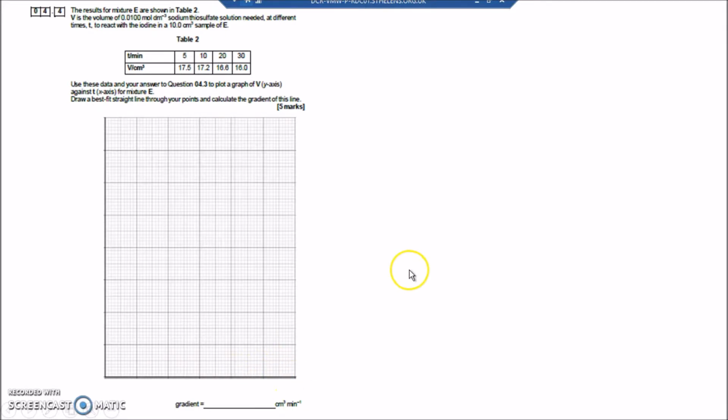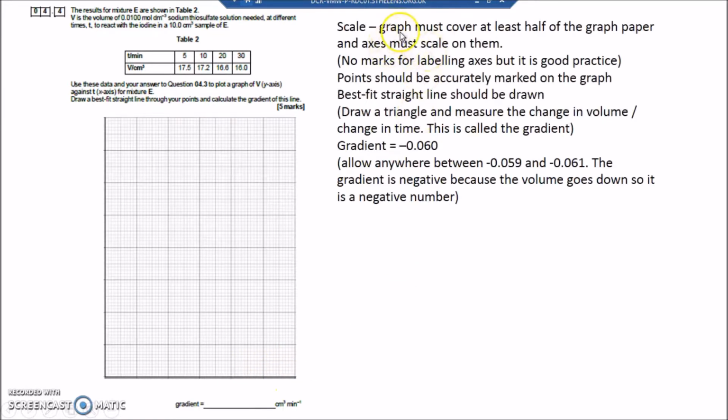Okay, and that's perfect. So what do you get your marks for? You've got to cover at least half the graph paper, which we did. You've got to label both of your axes, and they must have a scale on them, so they've got to be to scale. Actually, you don't get a mark for the axes, but it's just good practice for labeling them. But everything's got to be to scale, so you've got to go up by the same sort of increments.